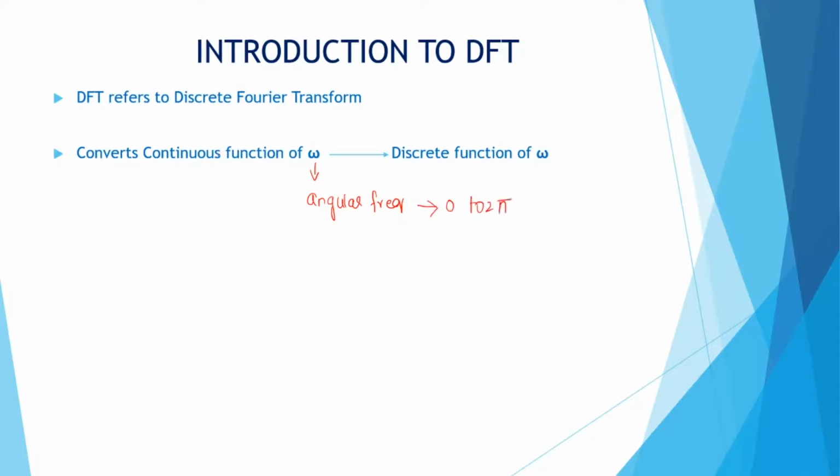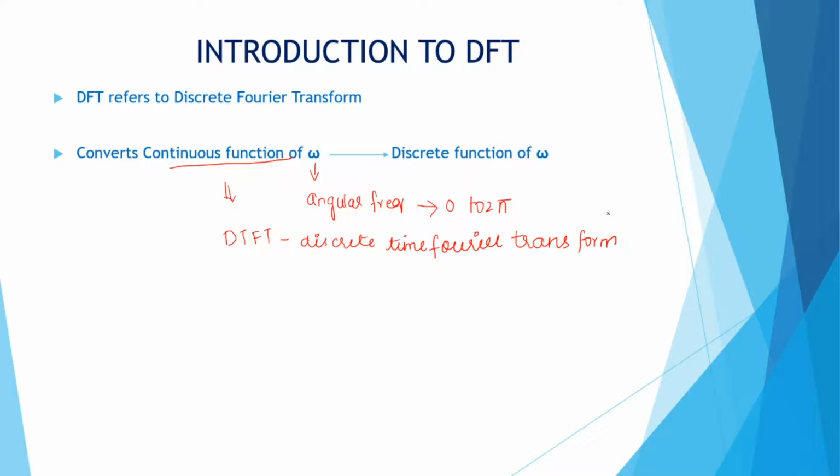Where can I obtain this continuous function of omega? I will obtain this from DTFT. DTFT refers to discrete time Fourier transform. So, DFT will convert the output of DTFT to a discrete function of omega.